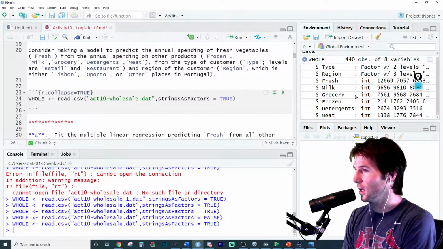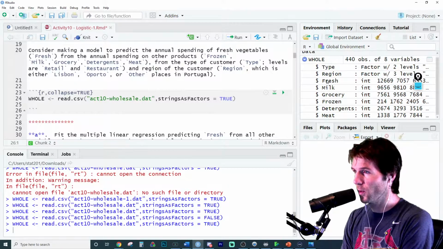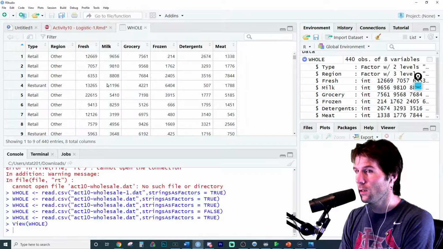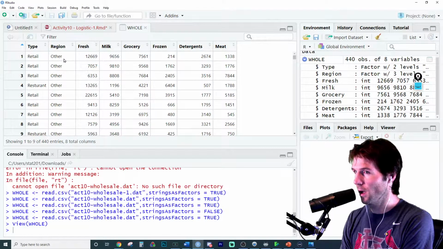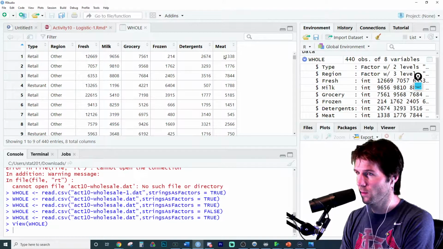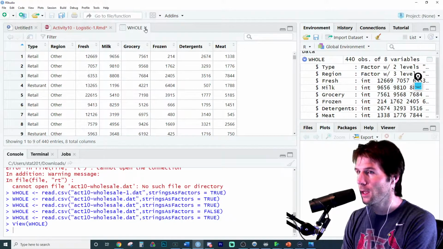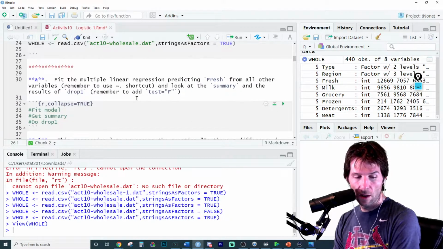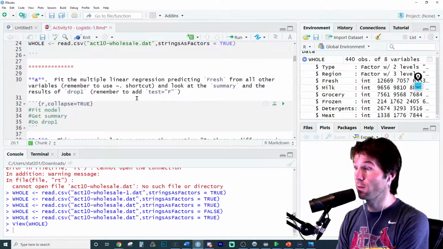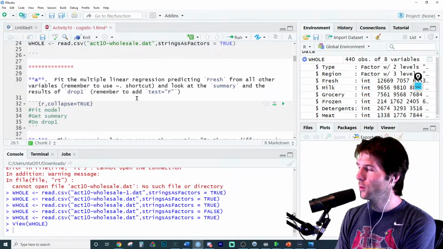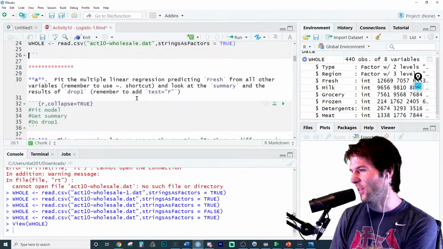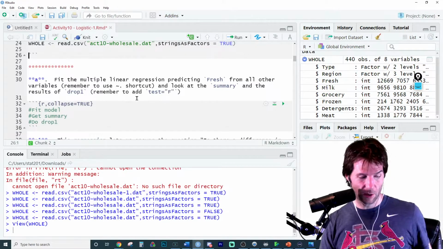We have a bunch here on just the different amounts bought, and let's take a look at the data. Good stuff right here. We've got retail in another region, fresh, and all the different types of values for the fresh, milk, grocery, frozen, detergents, and meat for the values for those items. Good data. Fit the multiple linear regression predicting fresh. Now, will we use linear regression for this? The answer's there. Or will we use logistic regression for this?